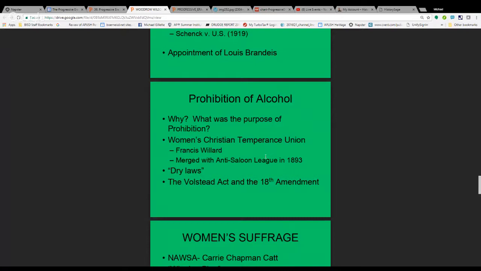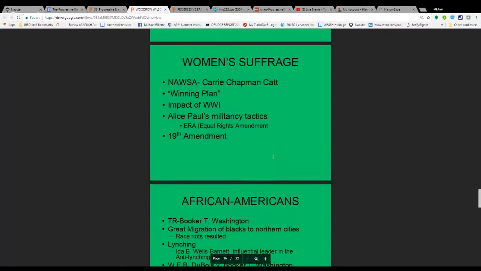And so the government eventually is going to have some success in Prohibition by passing what is called the Volstead Act. The Volstead Act is going to be the congressional law that gives us Prohibition. And of course, that law is going to be ratified by the 18th Amendment. It's going to be put in the Constitution of the United States.